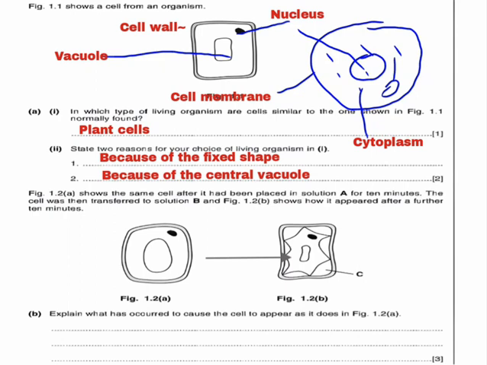When you say because of the central vacuole, you are saying the vacuole in the plant cell is located at the center of the cell.